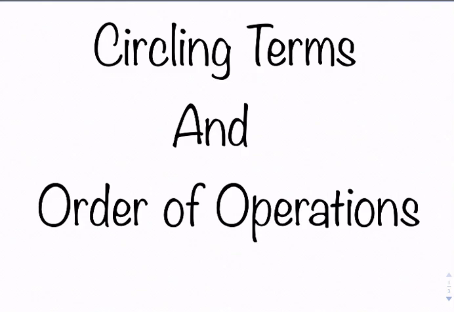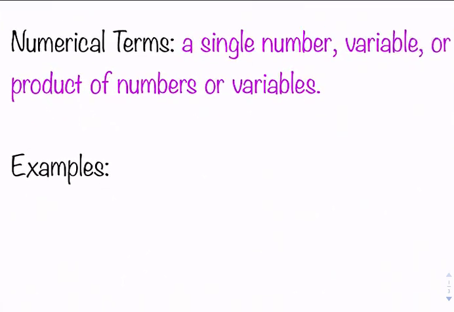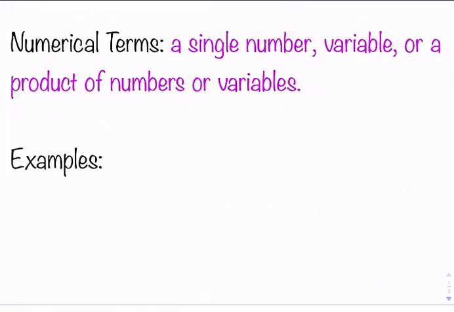This is about circling terms and order of operations. So first we need to define what a numerical term is. A numerical term is a single number, a variable, or a product of numbers or variables. So some examples, we could say that the number 4 is a single number, which would also be a numerical term just on its own.